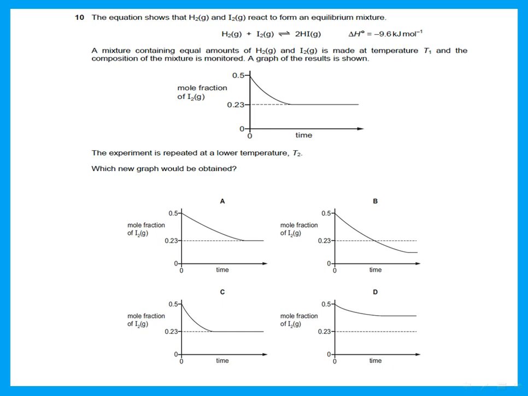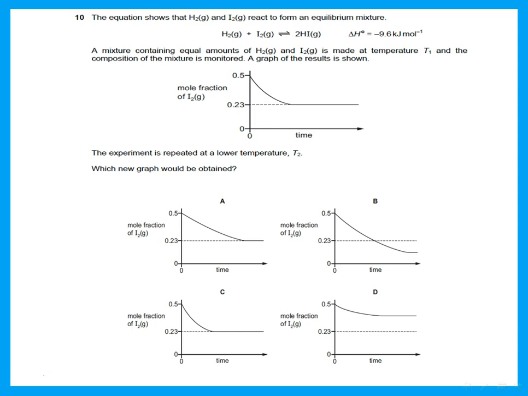Now let's see what will happen if I do this reversible reaction at a lower temperature. Well, the forward reaction is exothermic. How did I know that? The delta H is negative. So he has delta H is minus 9.6. That means the forward reaction is exothermic.